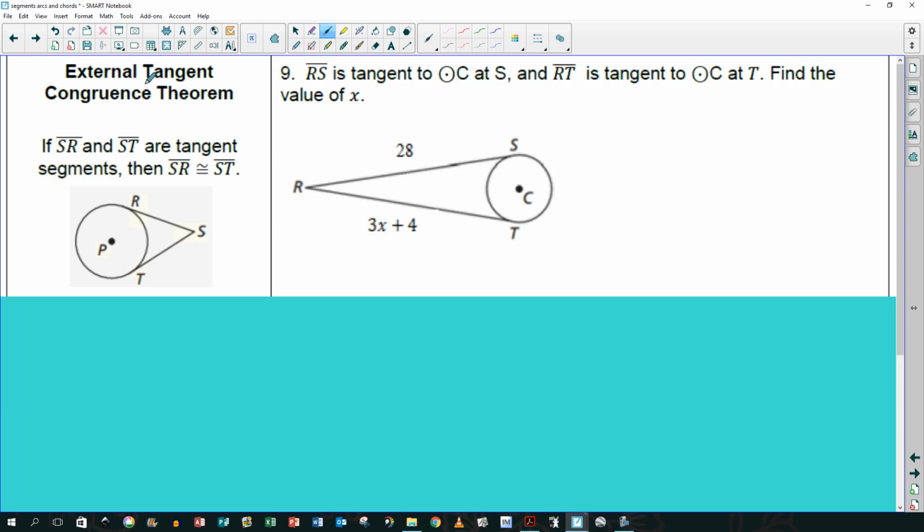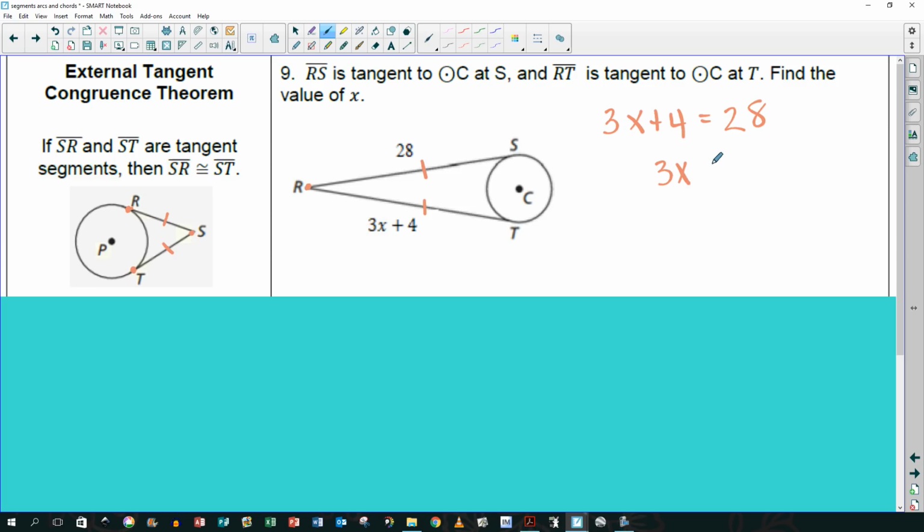All right, then there's an external tangent congruent theorem. This one's the easiest one of them all. It says if SR and ST are tangent, so see how S is a point of tangency, T is a point of tangency. So I have tangent line SR and tangent line ST. If they're tangent from the same exterior point, then these two are congruent. So like R is an external point, S and T are points of tangency, then that means this is congruent to this. So 3x plus 4 is equal to 28.